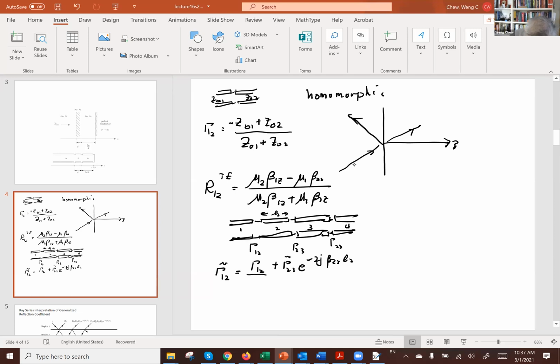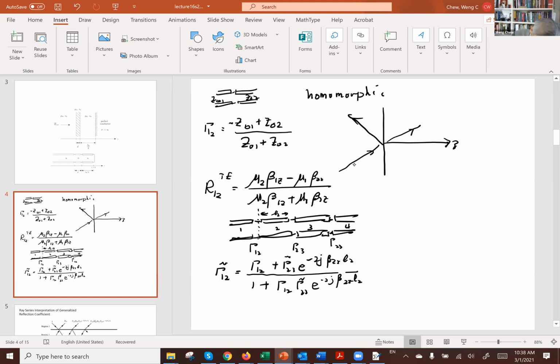Okay, and then the denominator is 1 plus gamma 1,2 gamma 2,3 tilde e to the minus 2j beta 2z L2. We found this to be the generalized reflection coefficient for gamma 1,2. At this junction, we can define the reflection coefficient.